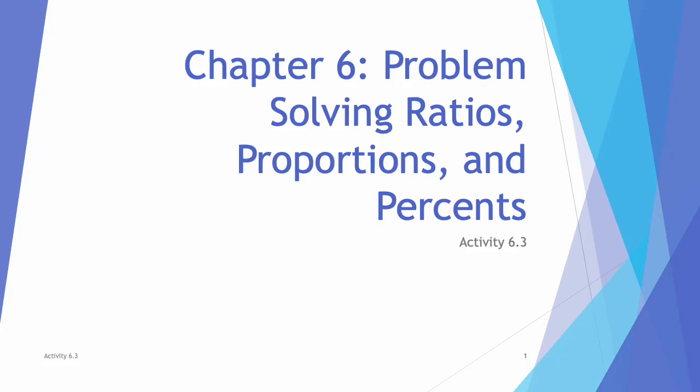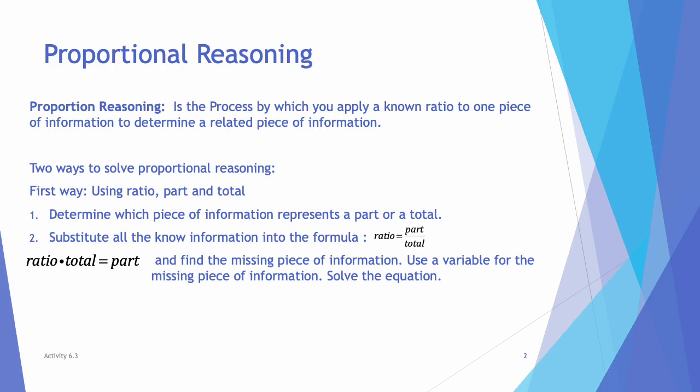In this activity, we continue our problem solving with ratios, proportions, and percents. Let's look at proportional reasoning. Proportional reasoning is the process by which you apply a known ratio to one piece of information to determine a related piece of information. There are two ways to solve it.